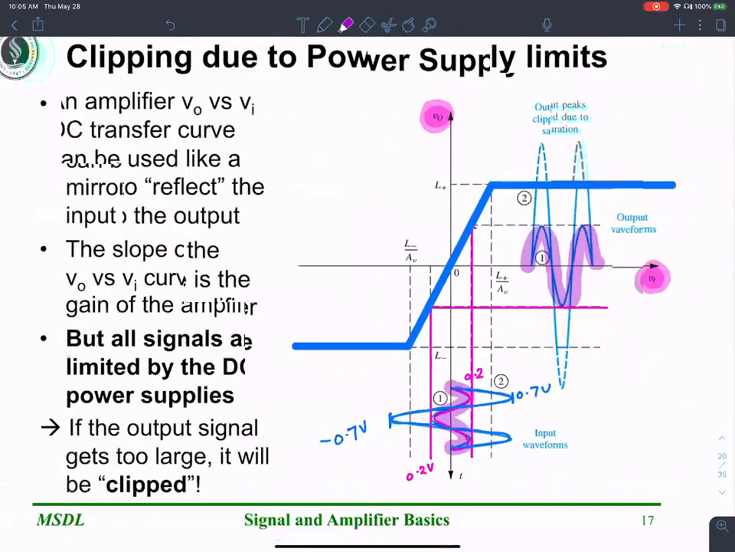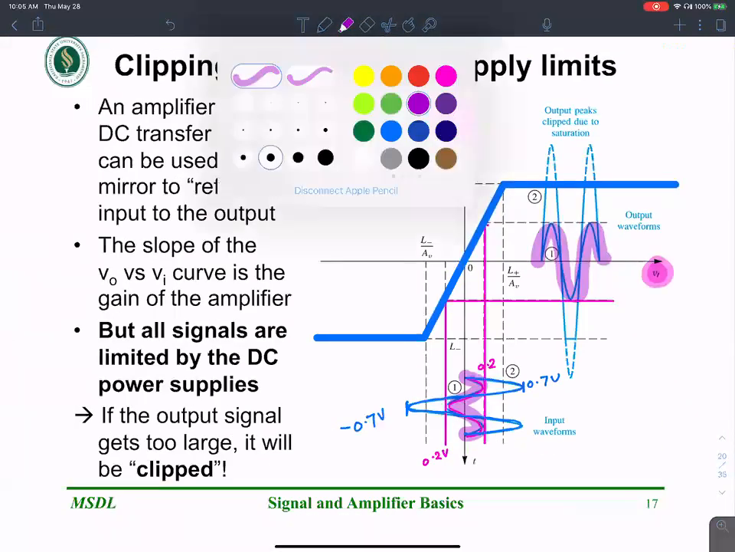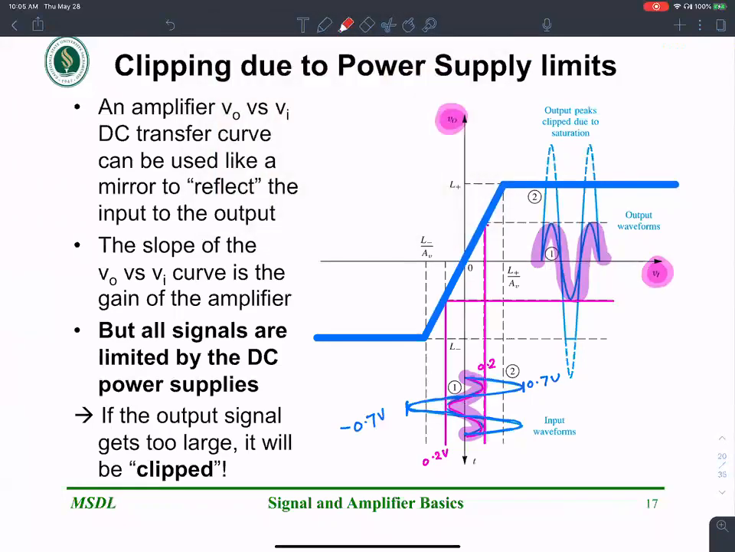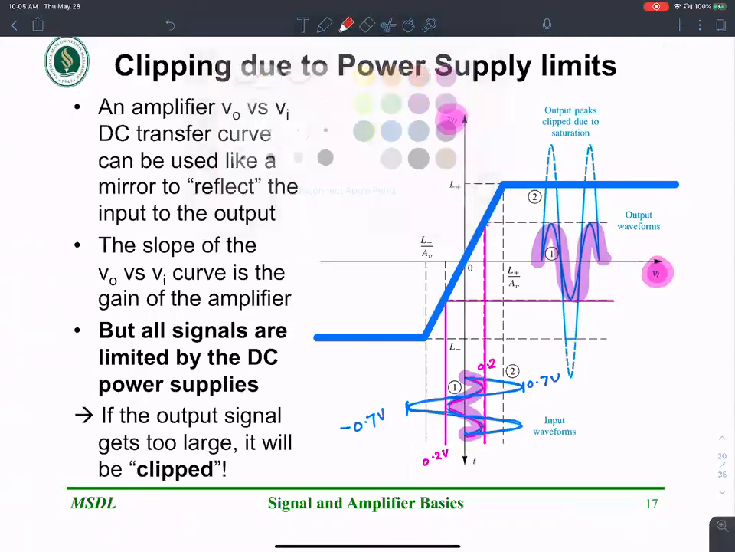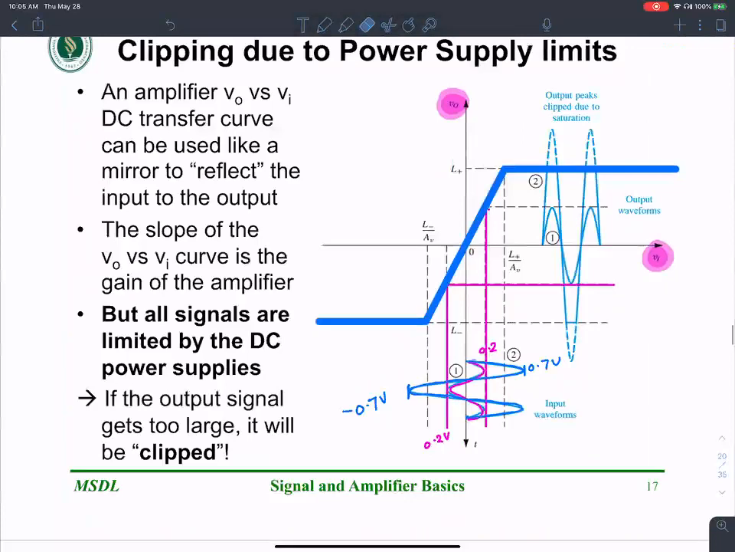On the other hand, if the input signal is too large, the output swings extremely wide, thereby clipping at the power supplies. I demonstrated that idea in the last class using a bunch of different examples. So this is what we did in the last class, the idea of clipping due to power supply.